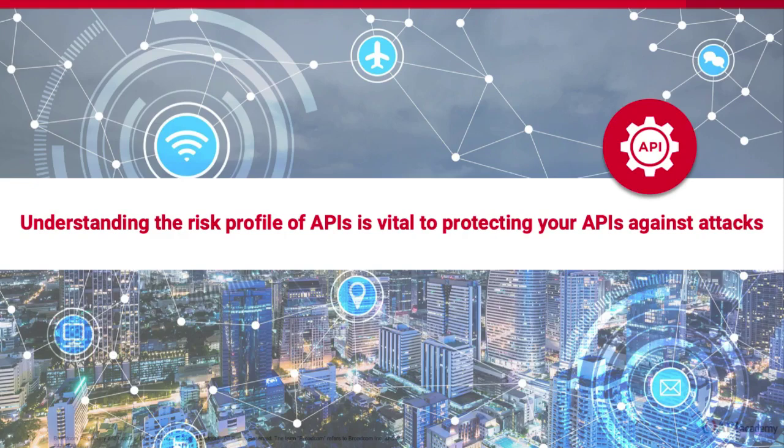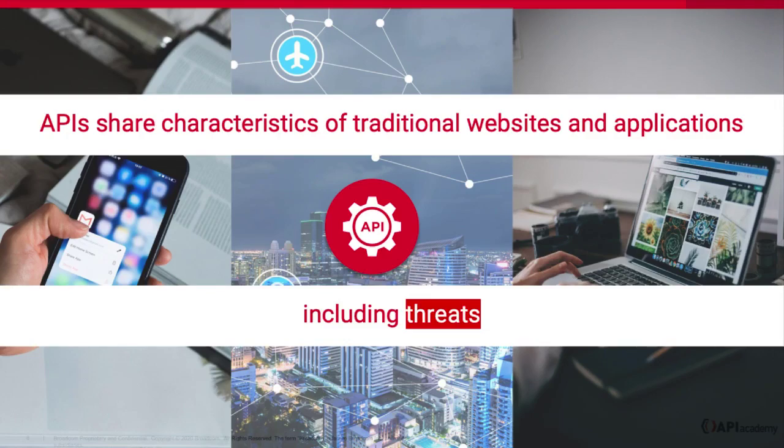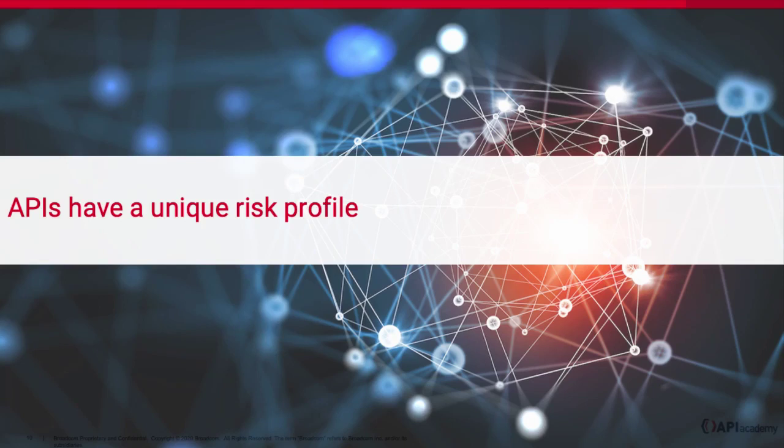Understanding the risk profile of APIs is vital to protecting your APIs against possible attack. APIs share a lot of characteristics and underlying technologies with traditional websites and applications, and therefore share many of the threats as well. However, APIs are fundamentally different and have a unique risk profile, so we cannot rely on the same security methods and technologies that we use to secure the browser-centric web.